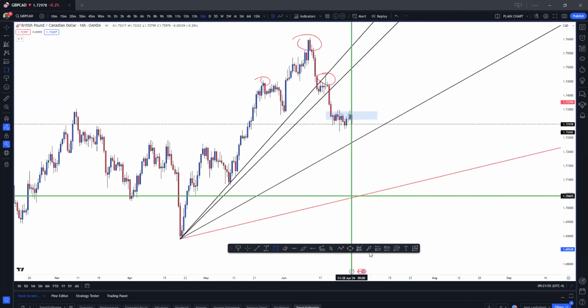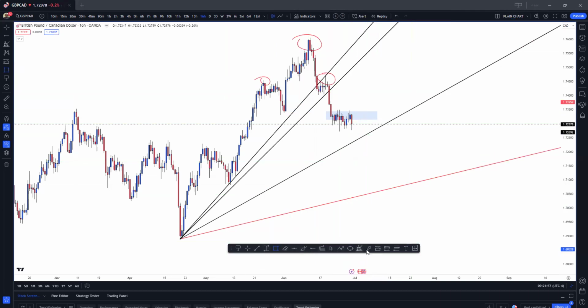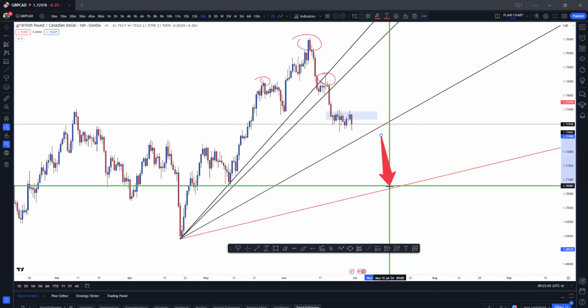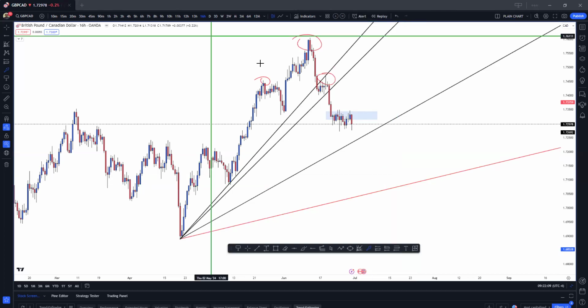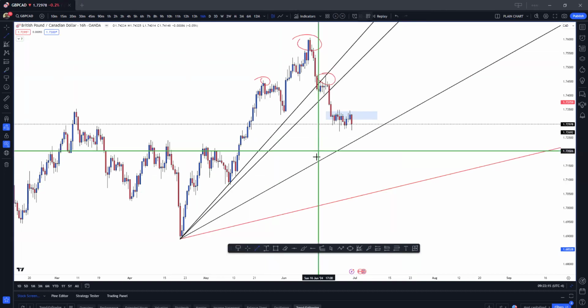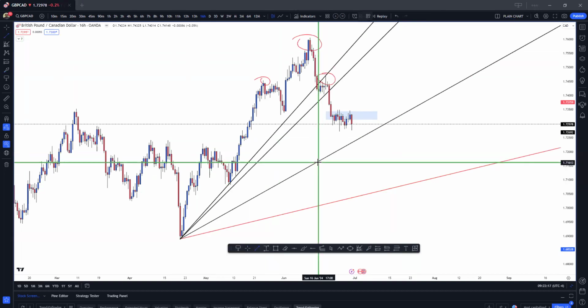So you would expect a continuation move to hit the SP1 here. And at the break of this level, you expect GBP card to drop. So that is a simple breakdown of GBP card. With that in mind, what I would like to do in this case is I'll draw this line here.